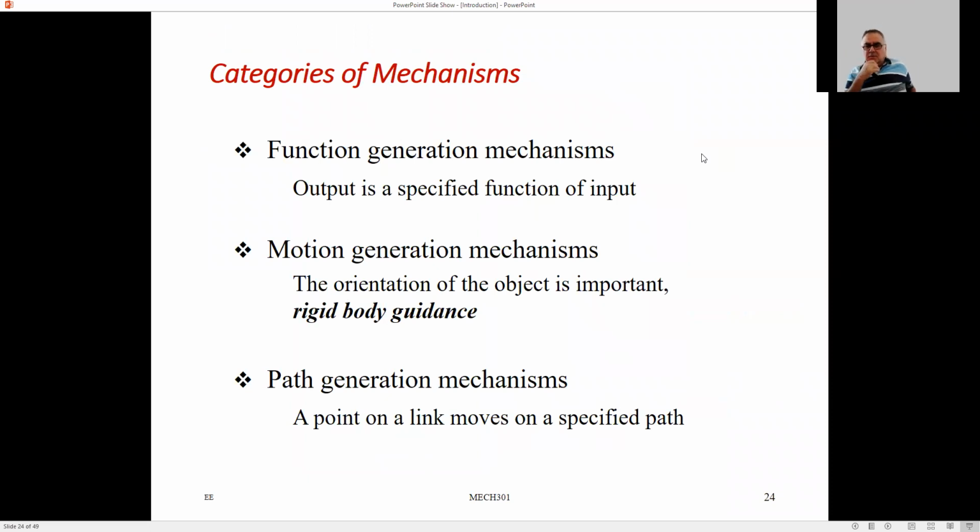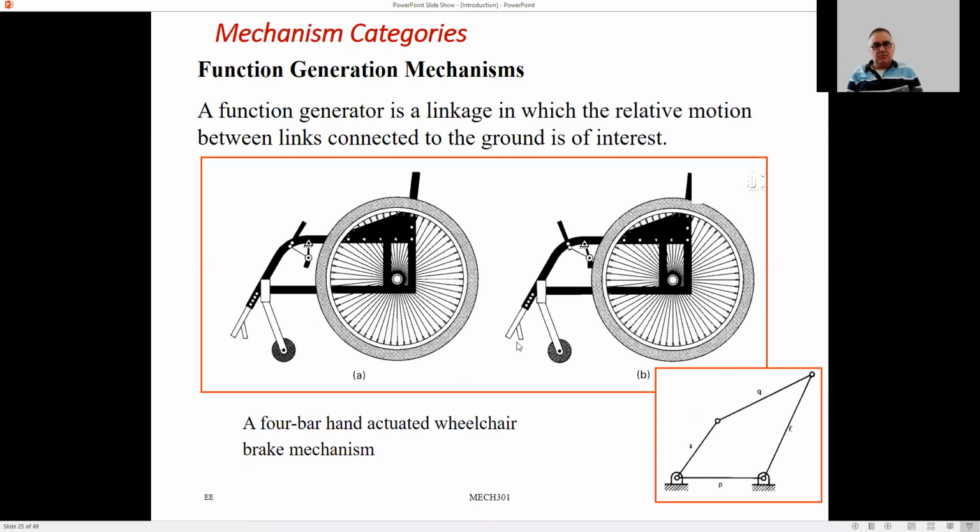And there are certain categories of mechanisms. They are divided into categories. So there are, for example, function generating mechanisms in which output is a function of the input. There are motion mechanisms so that the object is oriented with respect to the mechanism. I'll give you examples. For example, let's say the computer screen or something, so that you can hide the computer screen and turn it on. And then there are the path generating mechanisms. Let's try to look at that.